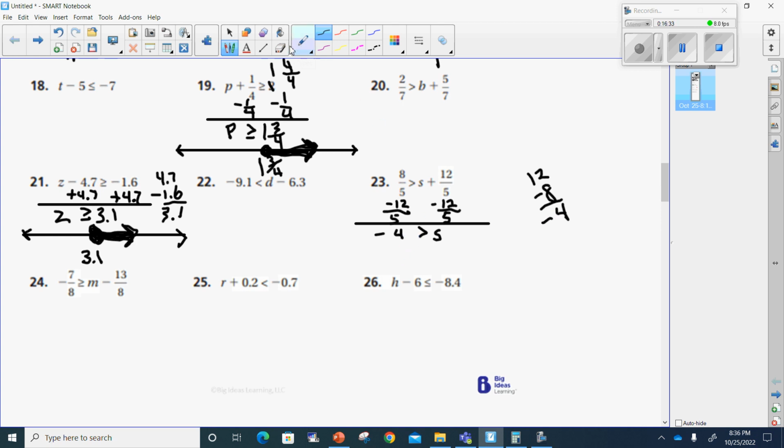So now I can make my graph again. I'm going to put negative 4 underneath because negative 4 is bigger than s. It will not include negative 4. That would be an open circle. Remember, negative 4 is bigger than s, so s is smaller than negative 4. That means all the numbers that are smaller than negative 4.